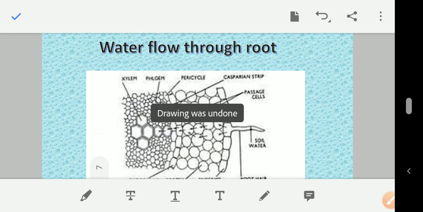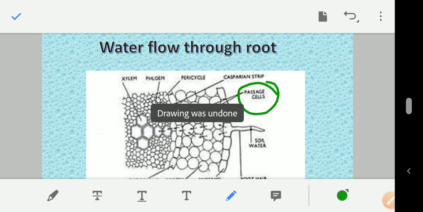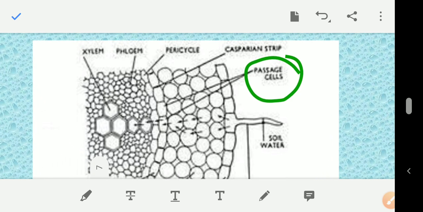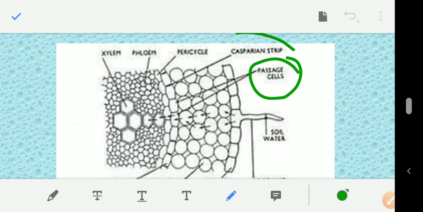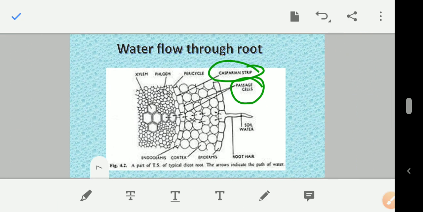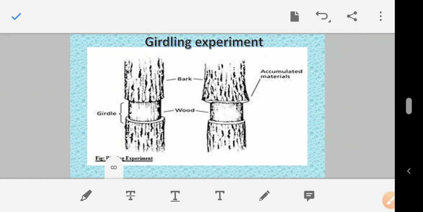What is passage cells? Unthickened cells of the endodermis are known as passage cells. Passage cells वो होती हैं जिनके थ्रू वाटर फ्लो होता है. What is Casparian strip? Casparian strip, there are deposition of chemical in the cell of endodermis which make endodermis impervious to water. That is called Casparian strip. और Casparian strip वाले सेल से पानी का फ्लो नहीं होता.